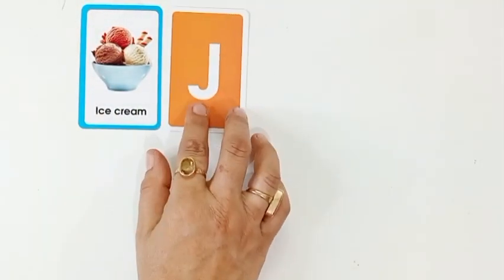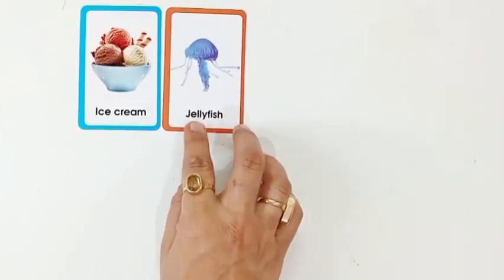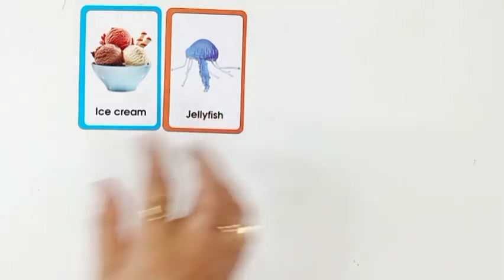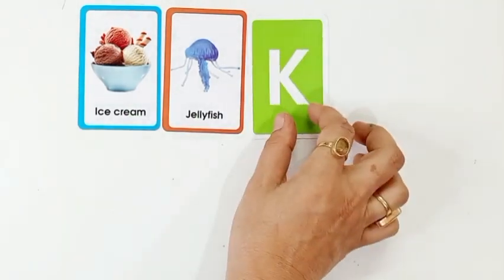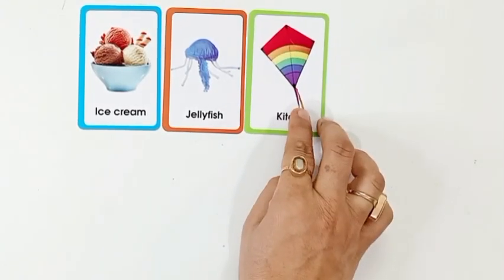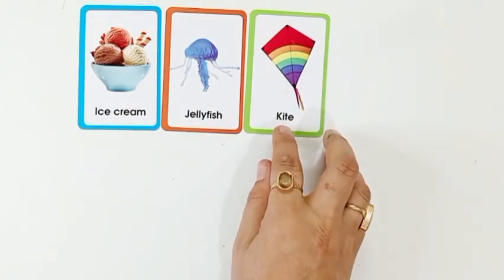This is J, capital letter J. J for jellyfish. J-E-L-L-Y-F-I-S-H, jellyfish. This is jellyfish. K, this is capital letter K. K for kite. K-I-T-E, kite. This is kite.